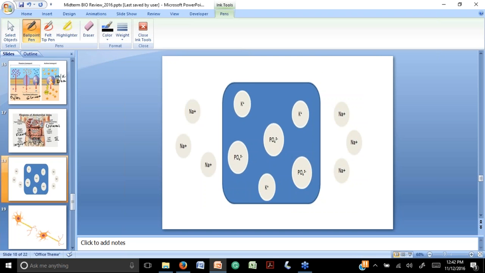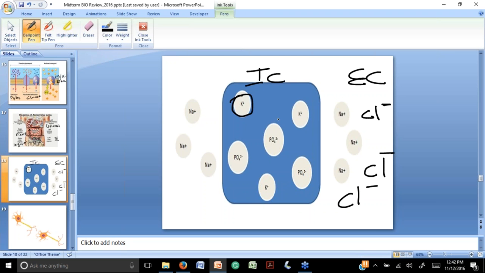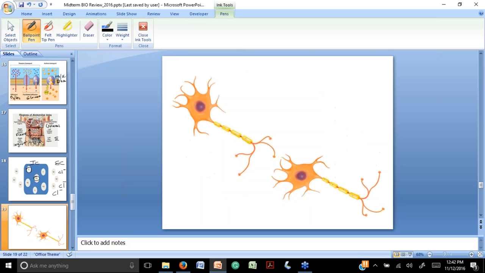Another thing here is the intracellular and the extracellular cations and anions. So chloride is here too. See? Chloride is here too. What is inside? We have potassium and phosphates. Okay? So that is really important to understand many mechanisms, especially in pharmacology.